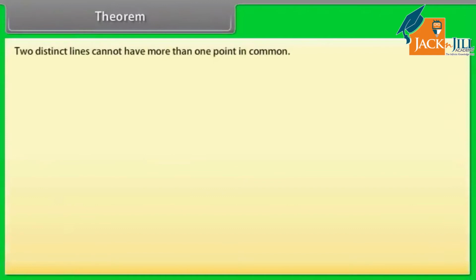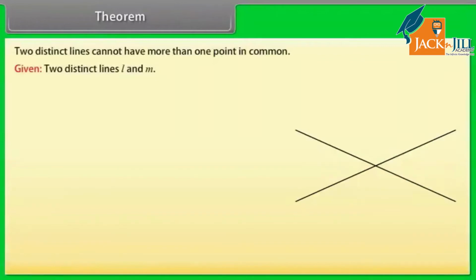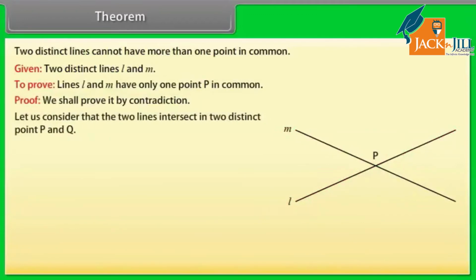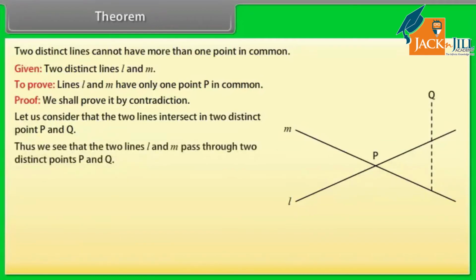Theorem. Two distinct lines cannot have more than one point in common. Given two distinct lines L and M, we have to prove that lines L and M have only one point P in common. Proof. We shall prove it by contradiction. Let us consider that the two lines intersect in two distinct points P and Q. Thus, we see that the two lines L and M pass through two distinct points P and Q.